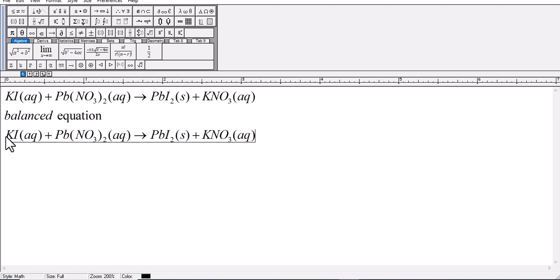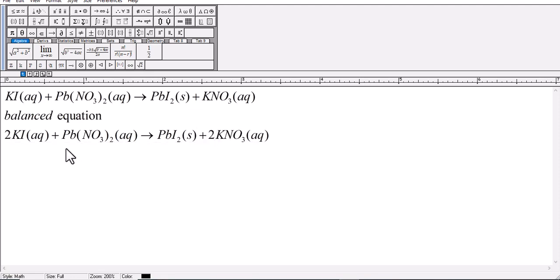Let's start with K. K is 1, K is 1, K is balanced. Iodine 1, I 2, so I need to put a 2 here. But by doing so, I will need to put a 2 there for K. And when I do that, I have 2K, 2K, 2I, 2I, this side is fine. I have 1 Pb, 1 Pb, I have 2 of NO3, I have 2 of NO3. So it is very much balanced.